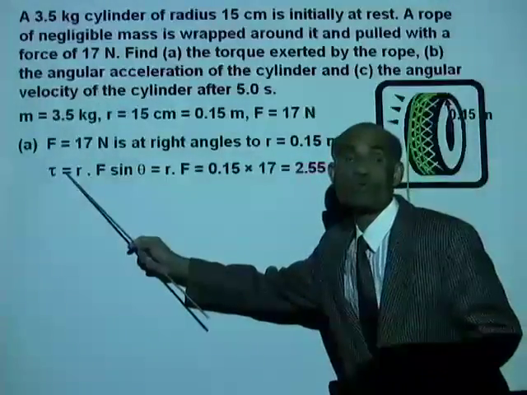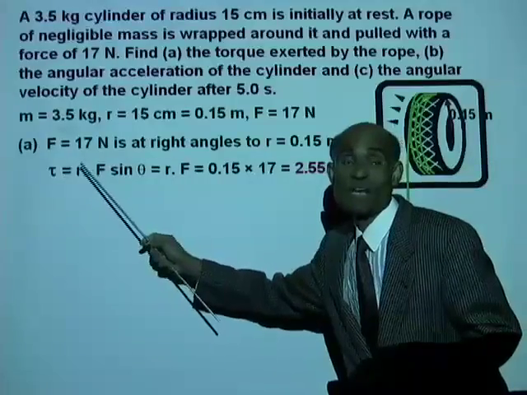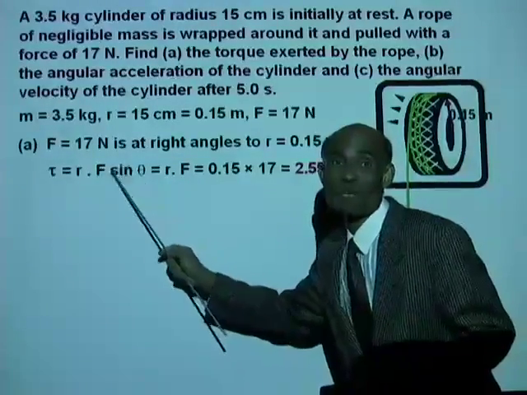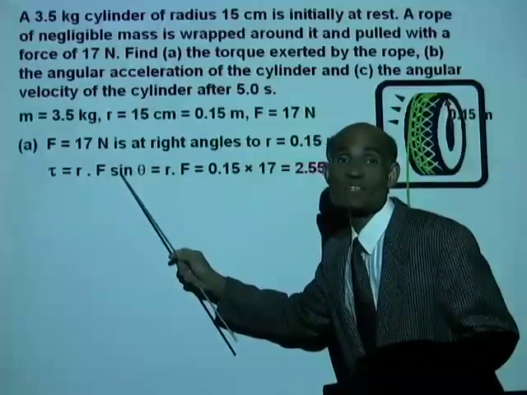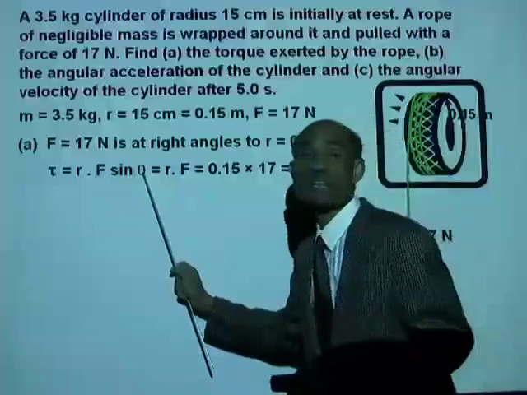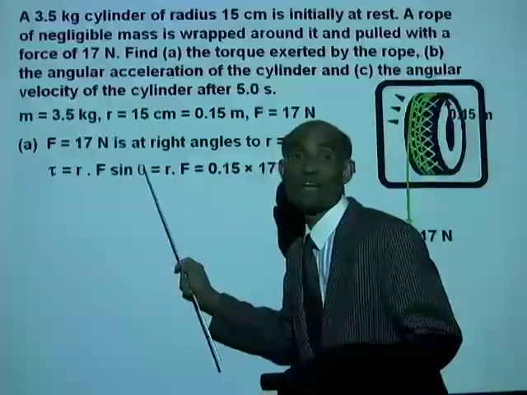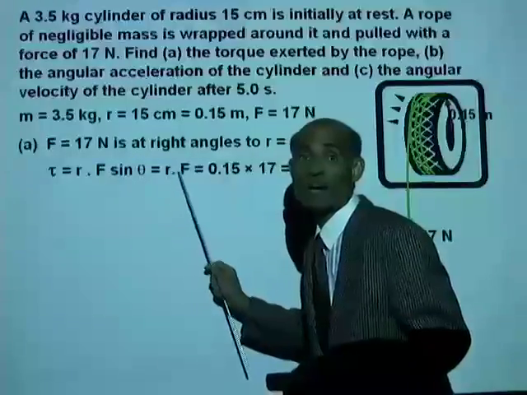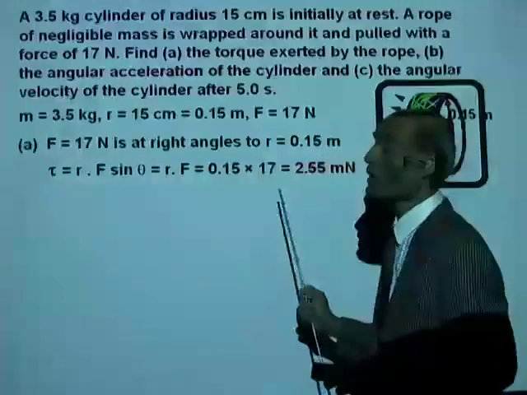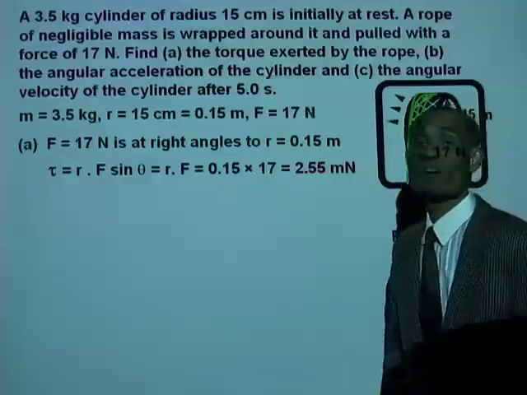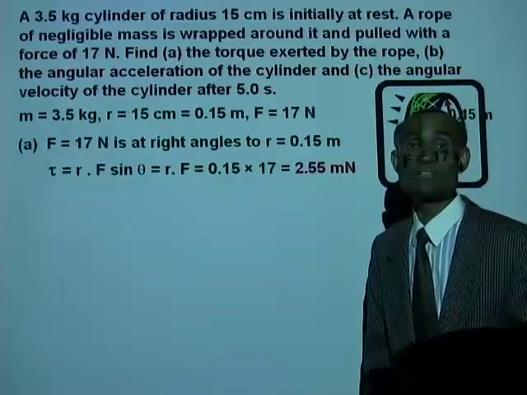Therefore, the torque produced by that force is R times F sine theta. Remember, theta is 90 degrees, therefore sine theta is 1. So torque equal to R times F, that is 0.15 times 17, is 2.55 meter Newton.